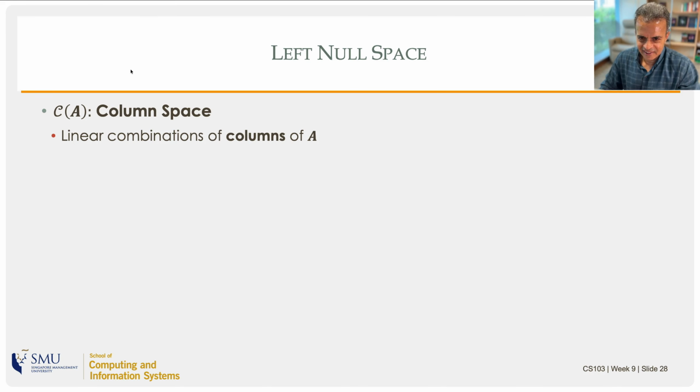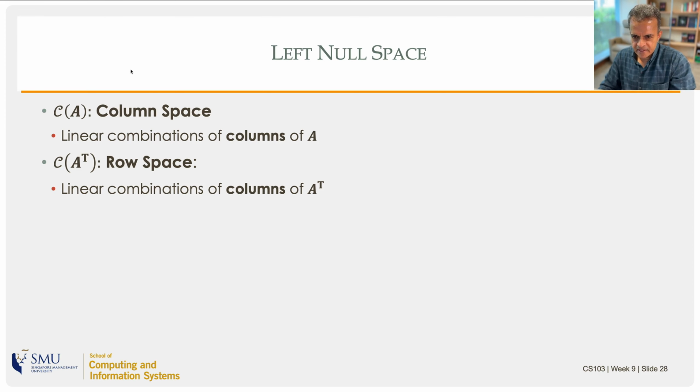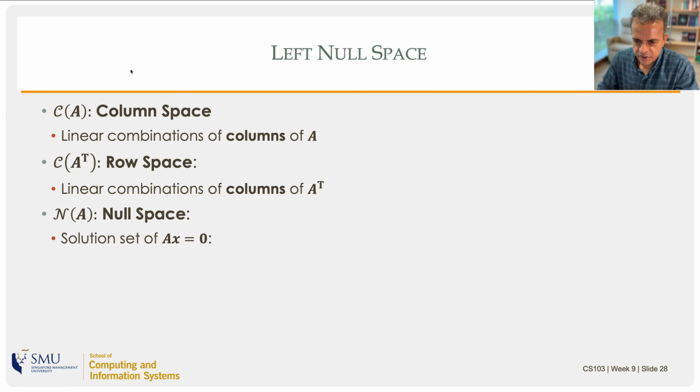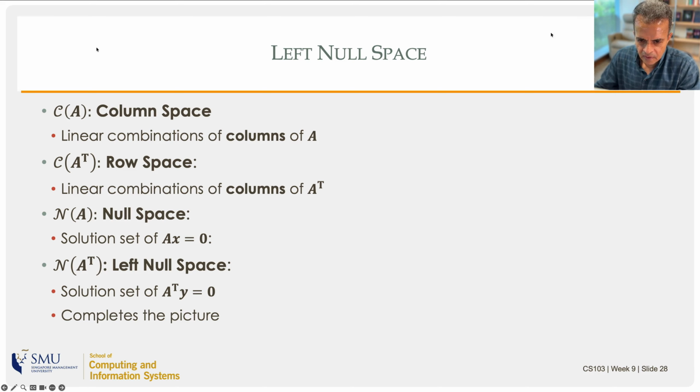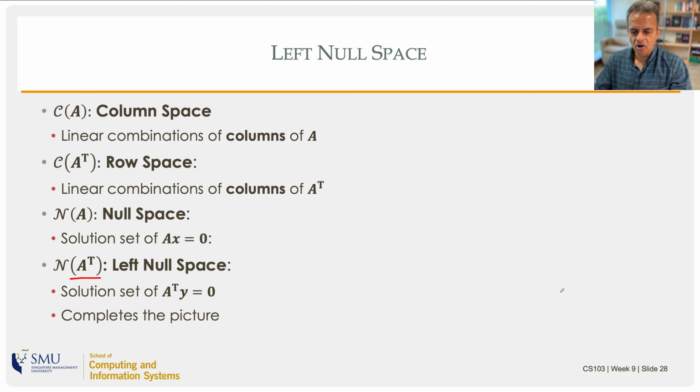We know that the column space is C of A, the linear combinations of the columns of A, and the row space is the column space of A transpose. The null space is the solution to AX equal to 0, and then similarly you could have A transpose Y equal to 0, or possible Y's of that kind, and that would be the left null space. Now, as you can see, the left null space is the null space of A transpose. For that reason, it doesn't really require a special treatment.